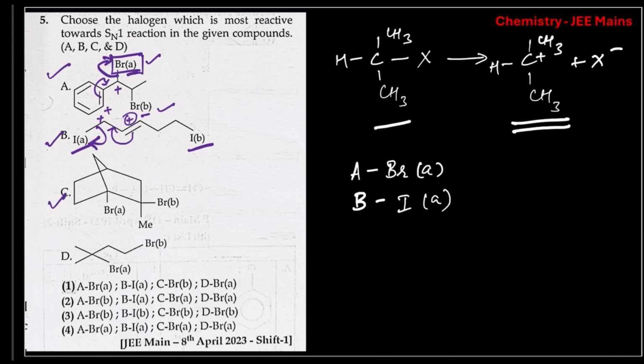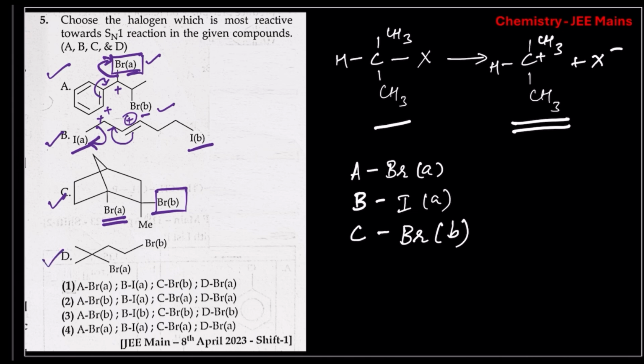Next, C. Now here there are two bromine atoms, one which is present at the bridgehead position. This will not leave as the bromide ion. Instead, bromine marked as B will leave as bromide ion, giving a stable carbocation. This is so because we can't remove bromine from the bridgehead carbon. So for option C, the more reactive halogen is bromine marked as B.